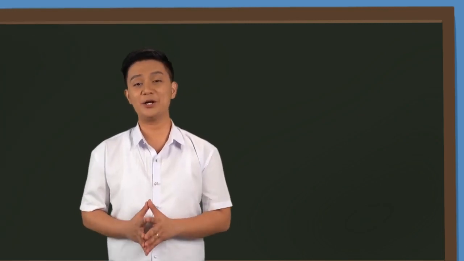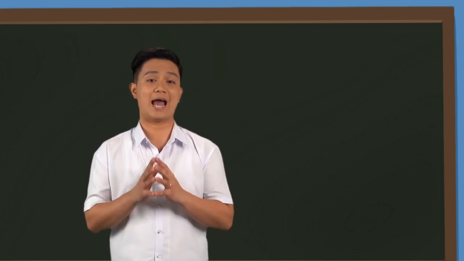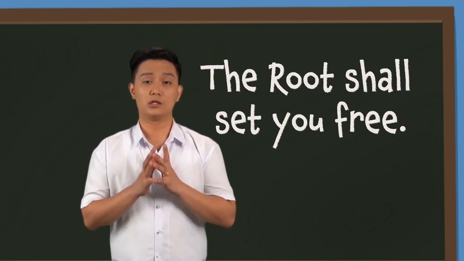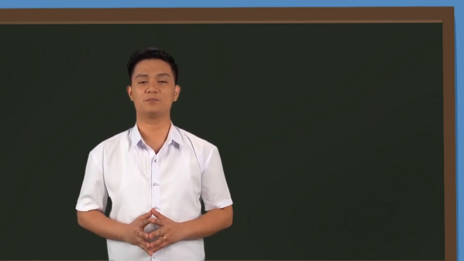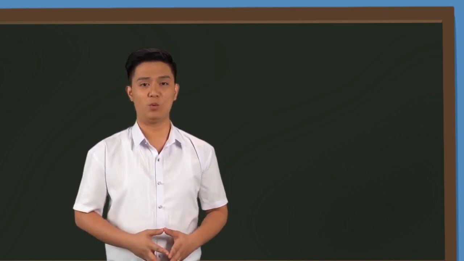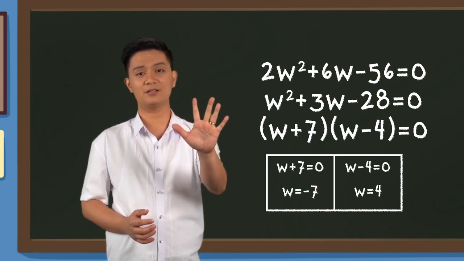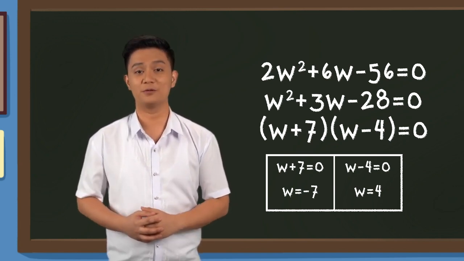And that has been a learning-packed discussion. Let's do a review by answering this activity called The Root Shall Set You Free. Use the method of your choice in solving each quadratic equation. Item number 1, 2w squared equals 56 minus 6w. Let's do this. Alright, freeze that hand right there. Let me show you how I used factoring to solve this equation.